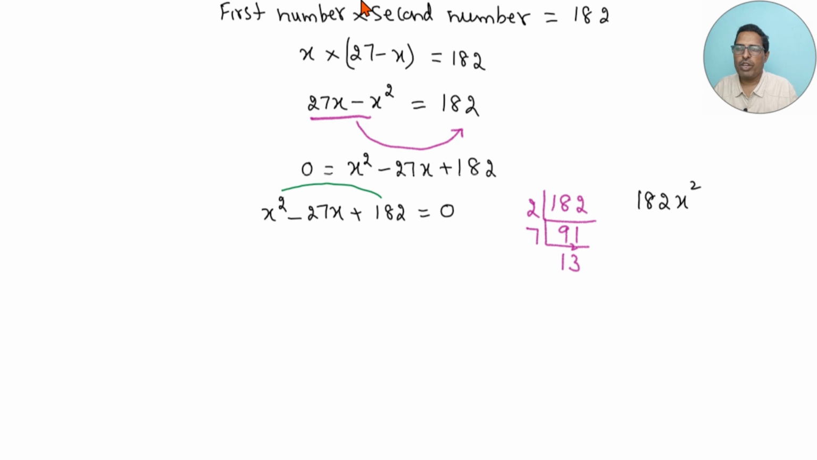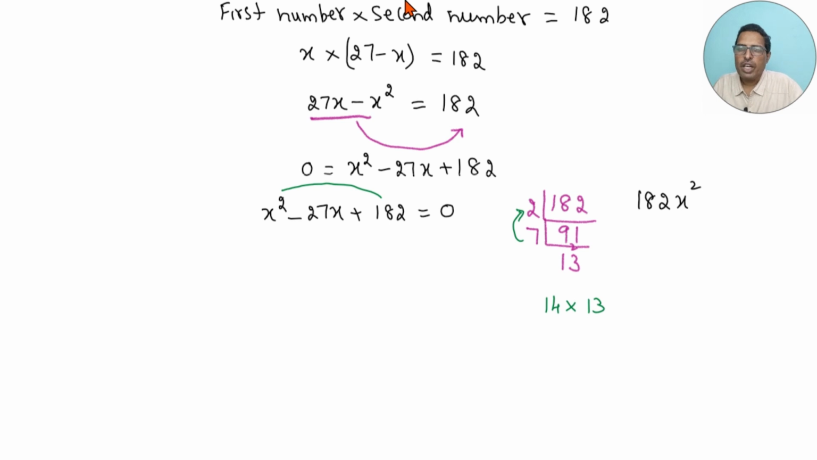When you multiply you have to get 182, but when you add you have to get the value to be 27. So let us try to see. 7 2s are 14. Let us try to multiply this one. 7 2s are 14. 14 multiplied by 13 will give rise to 182.